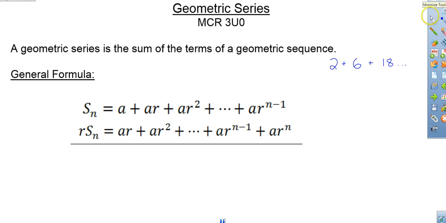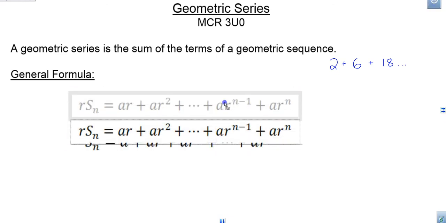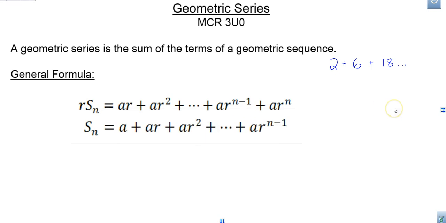Now, again, this is where a little bit of trickery comes in. I'm actually going to swap the location of these two equations, like so. And what I'm going to do is subtract the equations this time to come up with my general formula. So on the left-hand side, I'll have r times the sum of the first n terms minus the sum of the first n terms. There's nothing I can do with that right now. So let's see what happens when I subtract these equations.